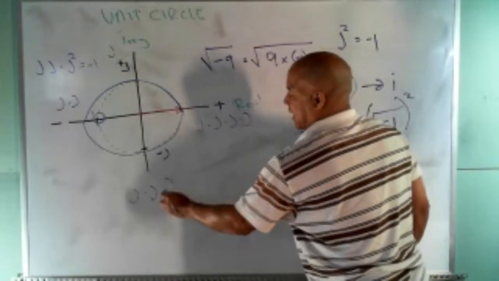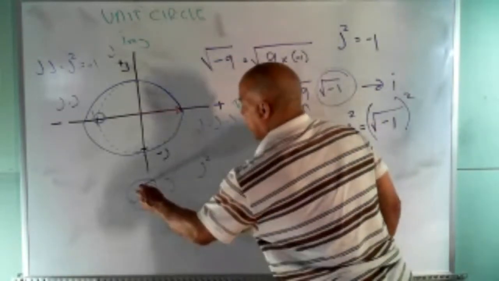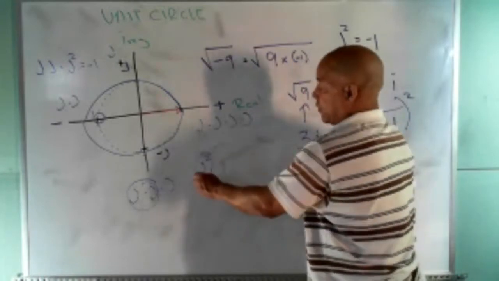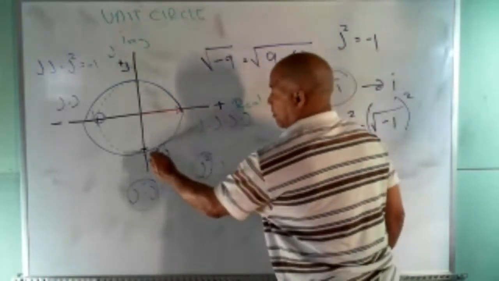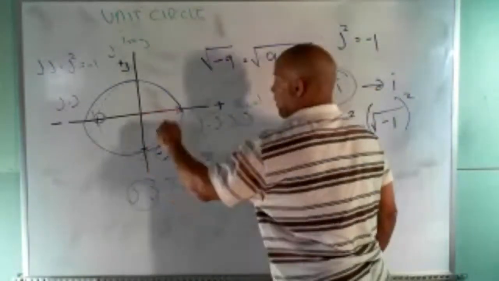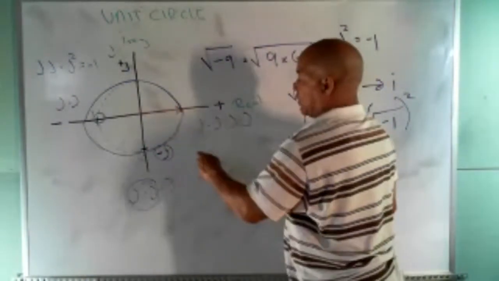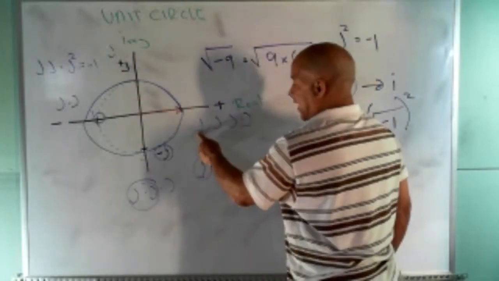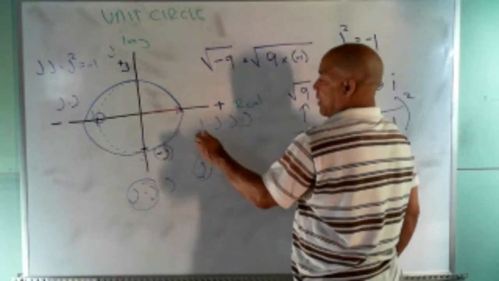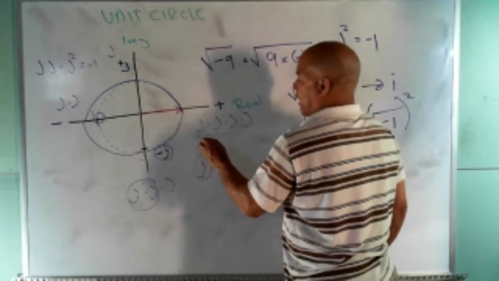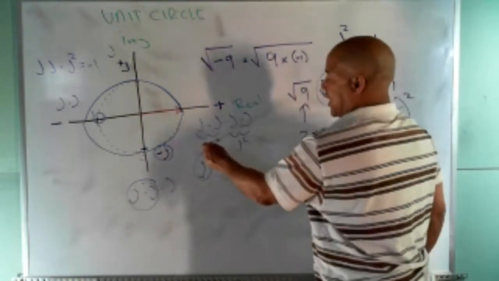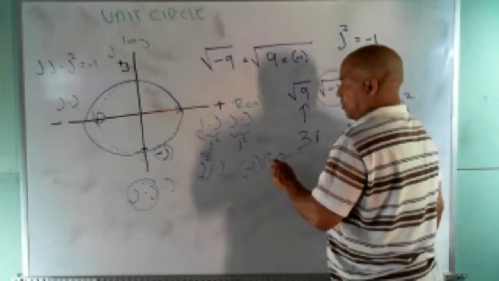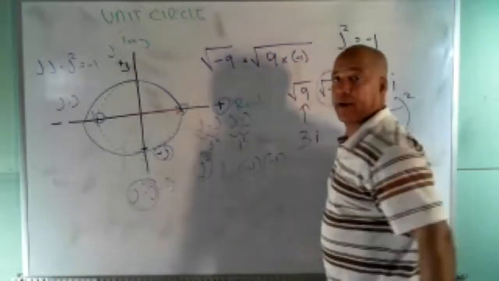If I come down to here, I got J times J times J. Well, J times J is J squared. So this is J squared times J. But that J squared, remember, is negative 1. So that's a negative sign. It gives me the minus J right there. If I come up here again, I get 4 factors of J. Every time I go a quarter circle, I'll multiply by J. So this right here is J squared. This right here is J squared. But that J squared is equal to minus 1, and that J squared is equal to minus 1. And minus 1 times the minus 1 is a positive 1, which is what you get right there.